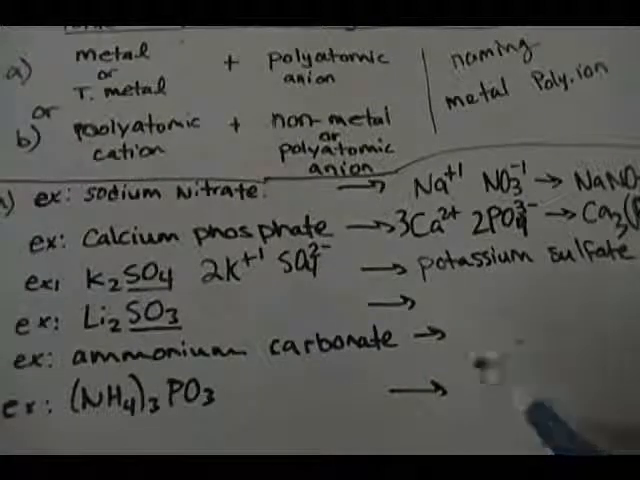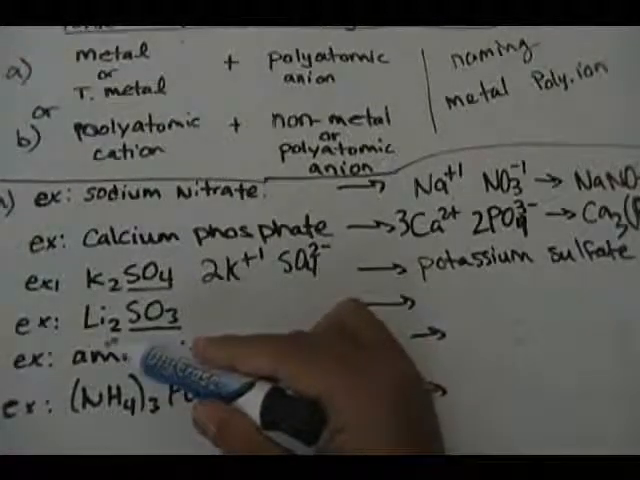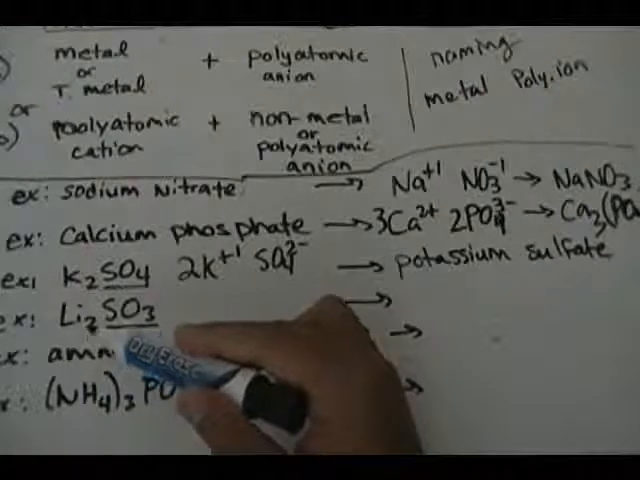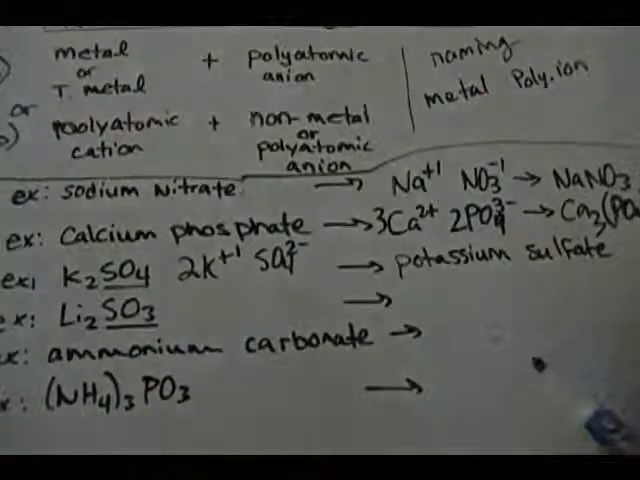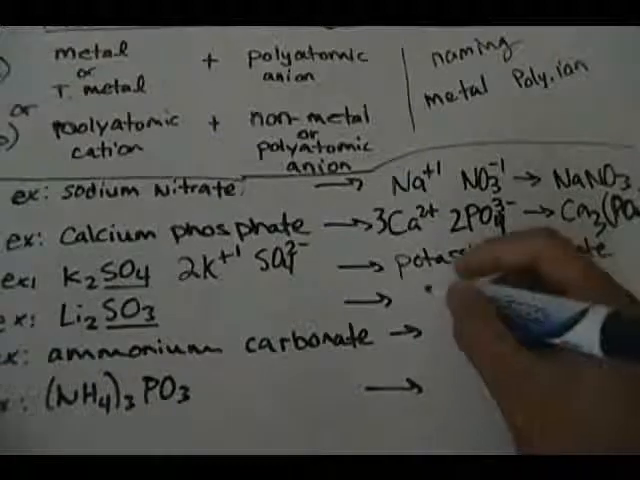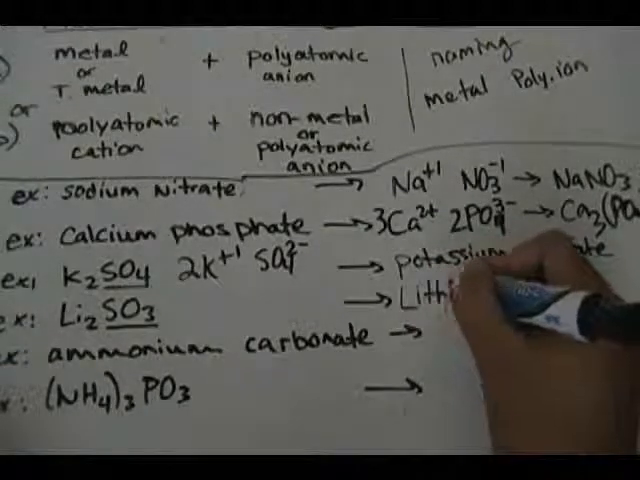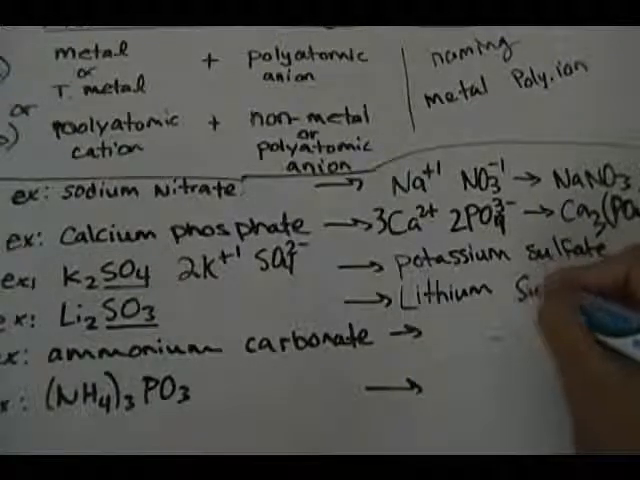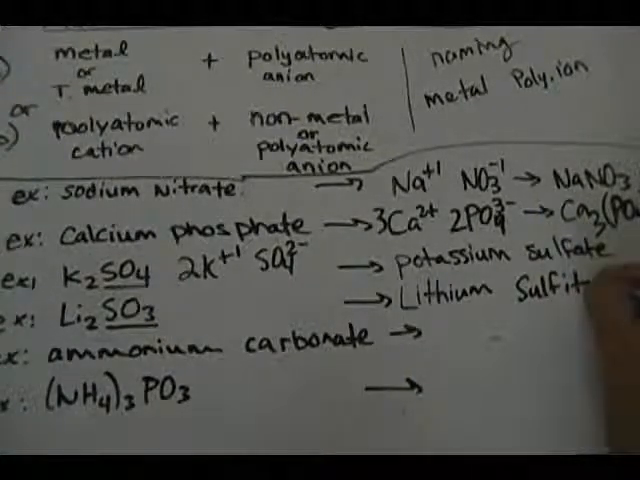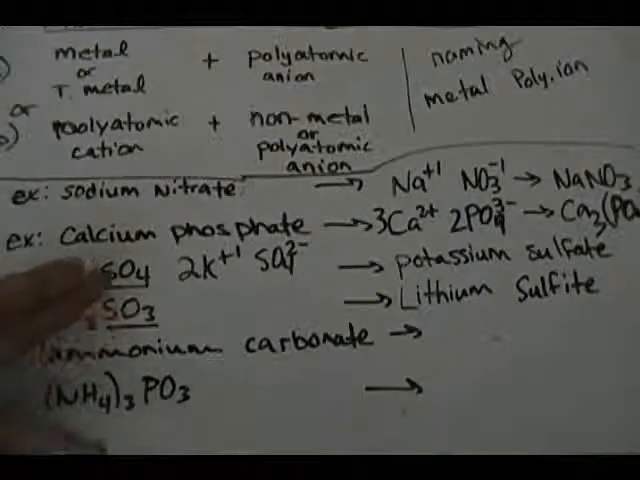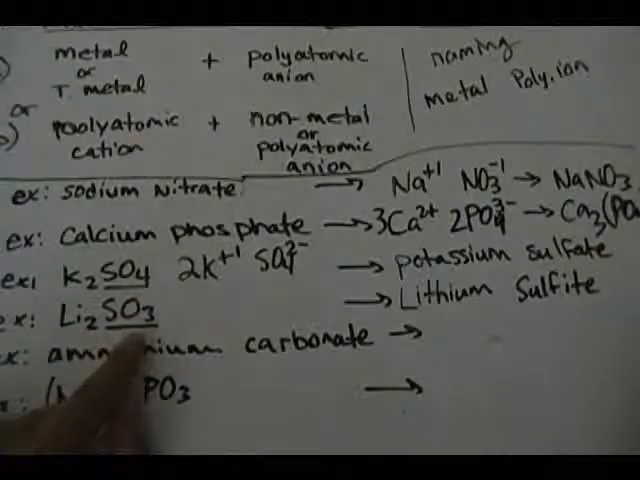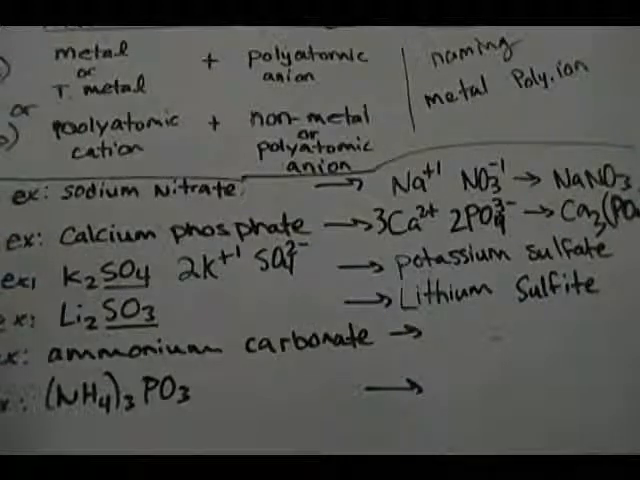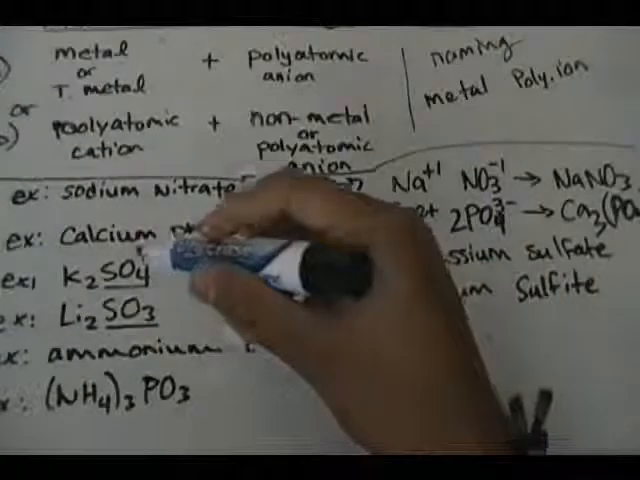Okay, next one is right here. You have to be able to determine what this is. Your teacher says, well, what is this? Li2SO3. Well, you have to realize that Li is lithium, so you need to be able to distinguish that, lithium. And SO3, that's sulfite. You need to be able to distinguish between the two. The reason why I can tell that this is sulfite instead of sulfate is because of that 3. That 3 and that 4 differentiate the 2 polyatomic ions. So that's how I determined that this is sulfite and that's sulfate.